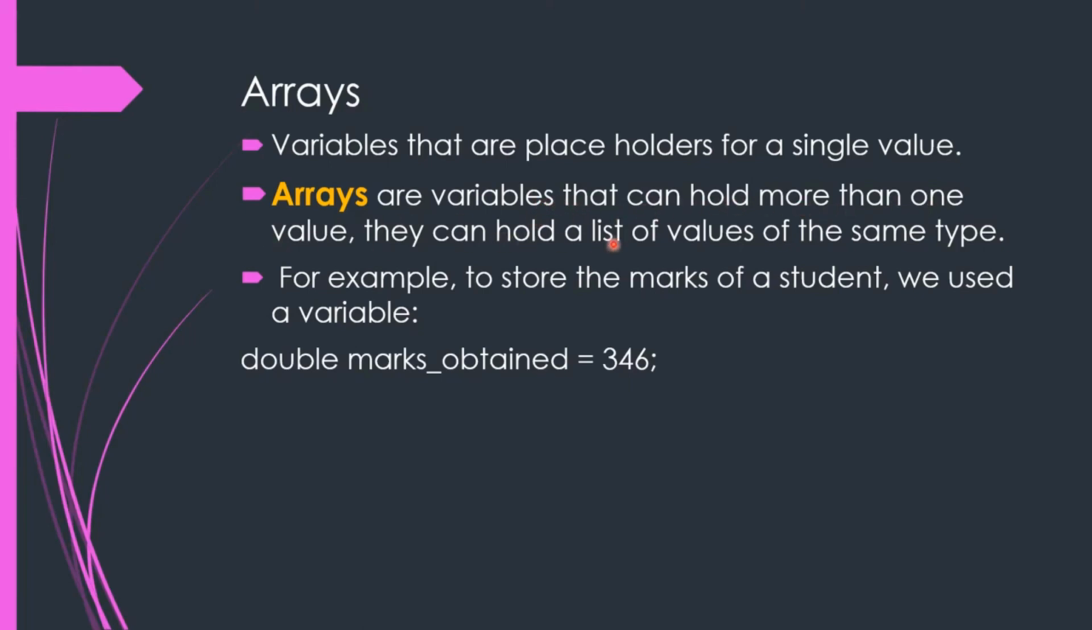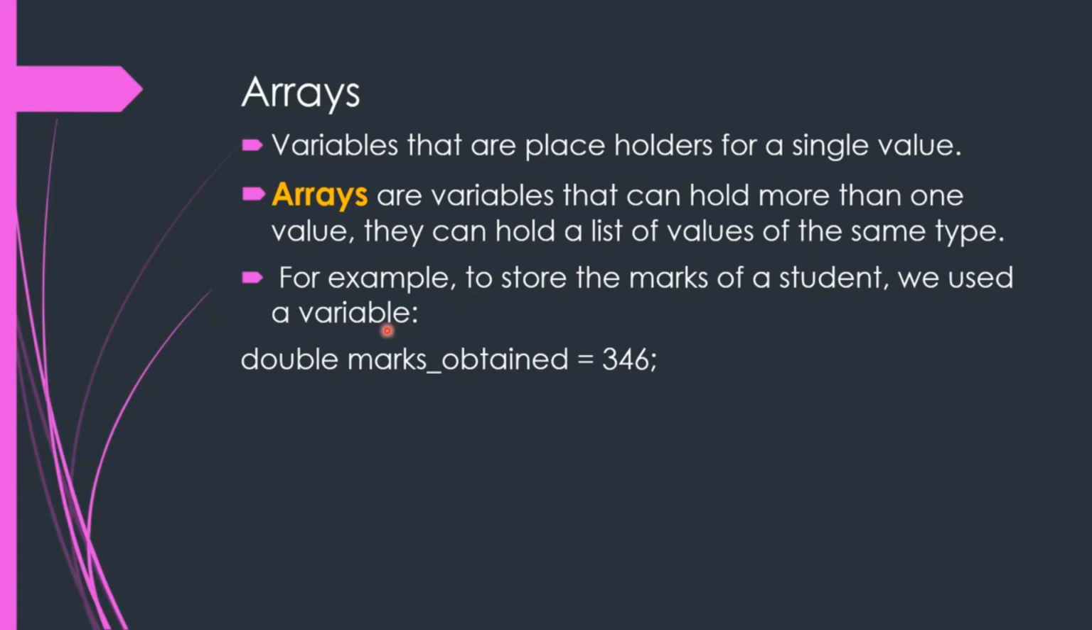They can hold a list of values of the same type. Means arrays are those variables which will be acting as the placeholders for more than one value. And which type of values? The values of the same type. We are going to understand this through an example. It will be clear to you.